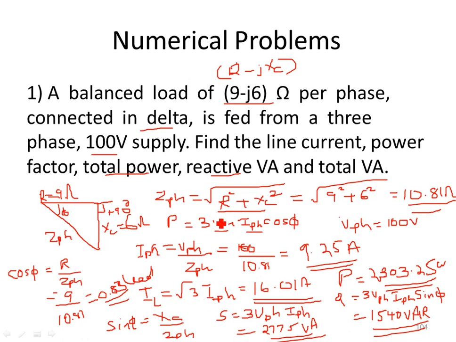Now, what is power? Power is equal to 3 into V phase, which is 100, into I phase, which you got as 9.25, into cos phi. So you will get power of 2303.25 watt. Similarly, reactive power is 3 times V phase, I phase, sin phi. That is 1540 volt ampere reactive, VAR. Now, total volt ampere, that is apparent power, is given by 3 times V phase, I phase. That is equal to 2775 volt ampere. So that is a brief about the question.